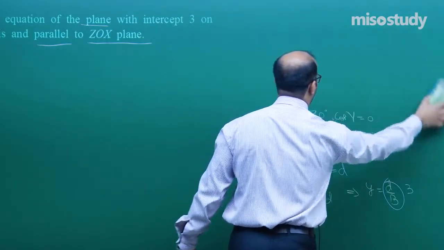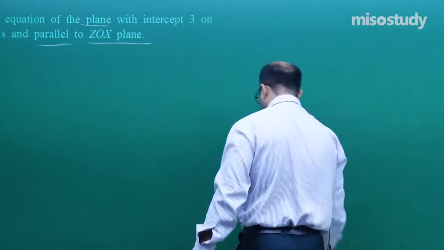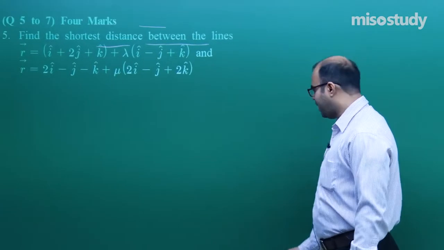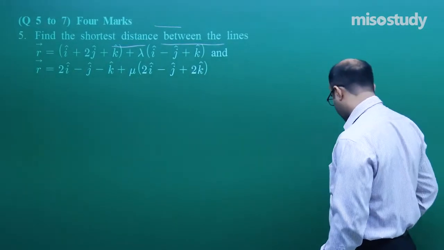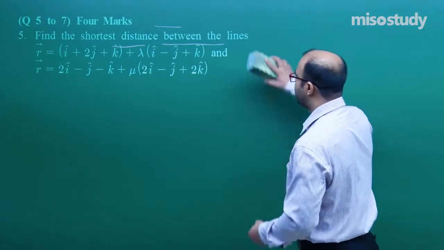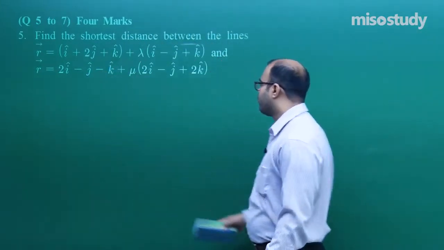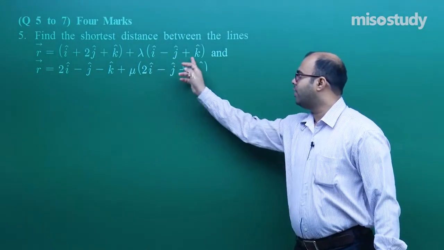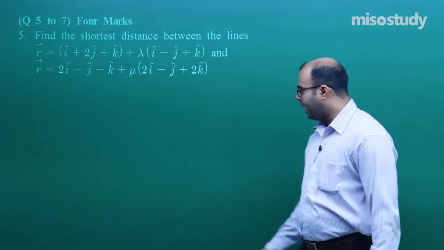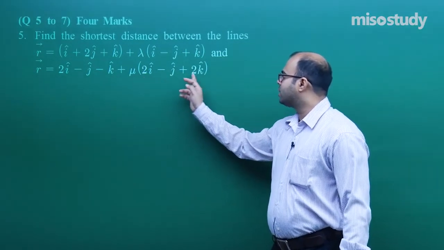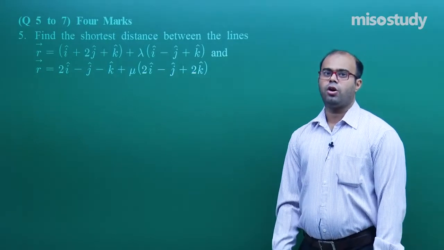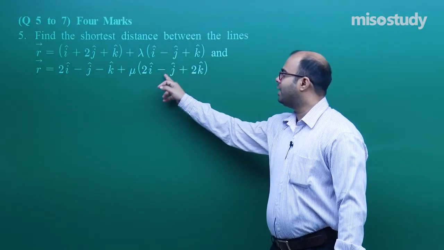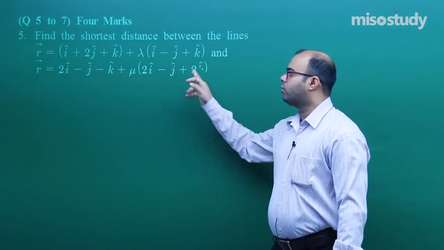Now, let us move on to the 5th question, and this question is of 4 marks. Find the shortest distance between the lines, and there are 2 lines given. First we have to observe which type of lines these 2 are. The first line has direction ratio 1, minus 1 and 1. The second line has direction ratio 2, minus 1 and 2. So, the direction ratios are not similar, because 1 by 2 and minus 1 by minus 1 are not equal.